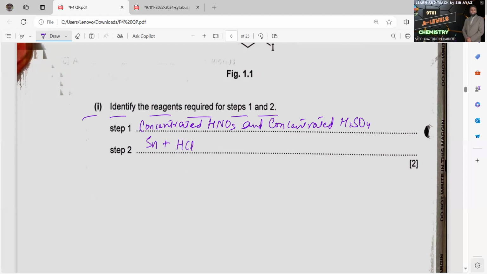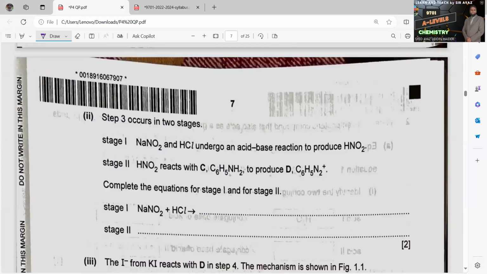Moving to the next part. Step 3 occurs in 2 stages. Stage 1, NaNO2 and HCl undergo an acid-base reaction to produce HNO2. Stage 2, HNO2 reacts with C6H5NH2 to produce D, C6H5N2+. Complete the equations for stage 1 and for stage 2.